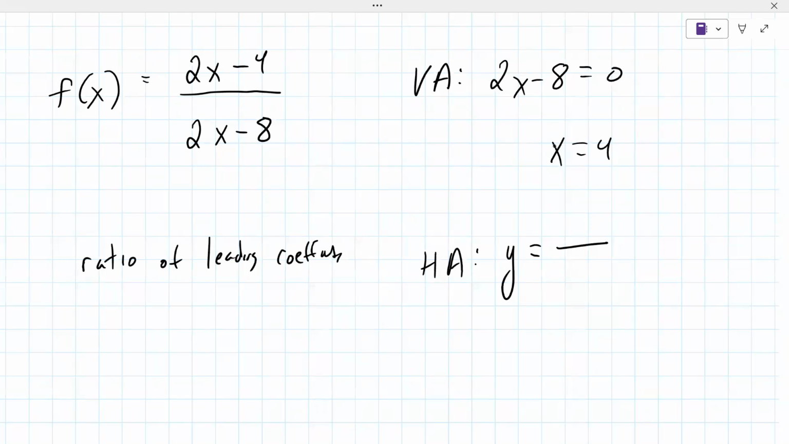Okay. What are the leading coefficients? The leading coefficient is 2x. No, it's just the numbers. Okay, that's a 2 over 4. Where'd you get the 4 from? X equals 4. No, coefficients. 2 over 2. Okay. So what did that reduce to? That's a 1. Okay.